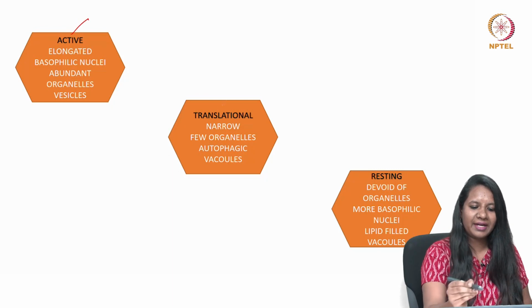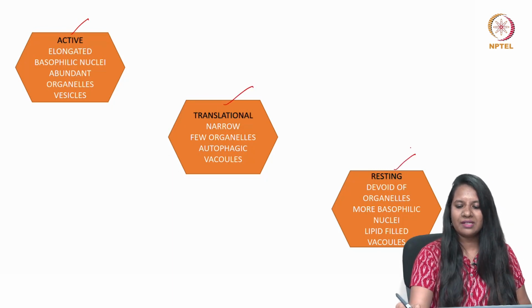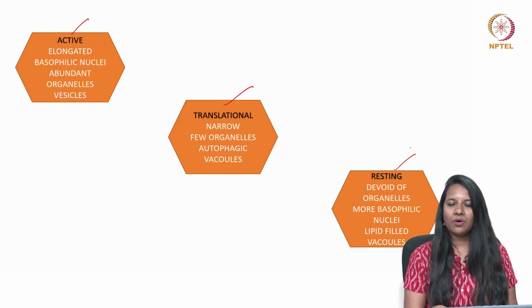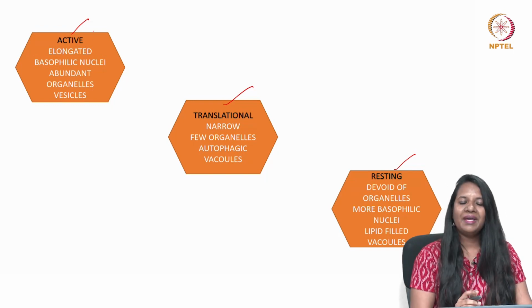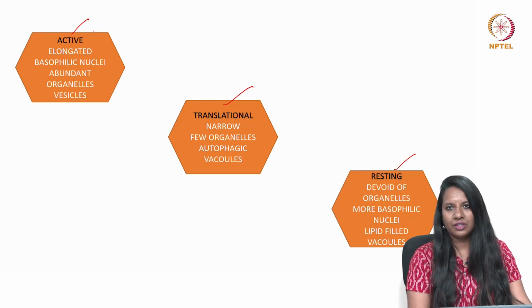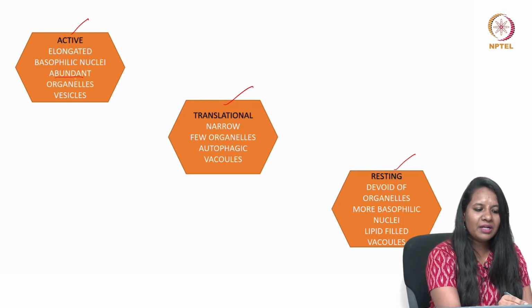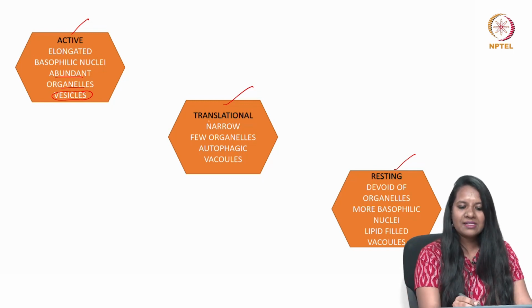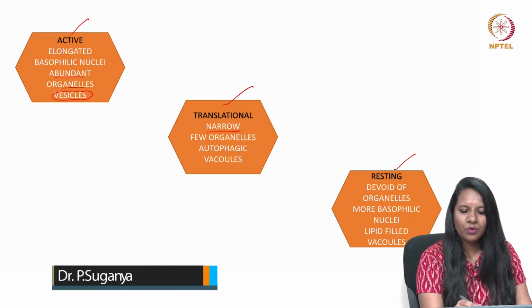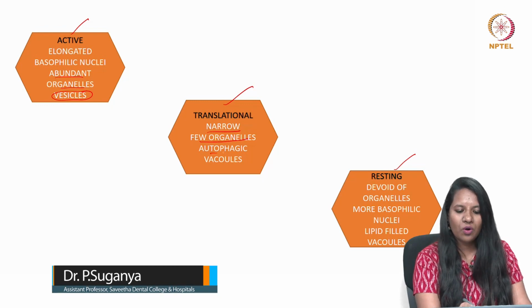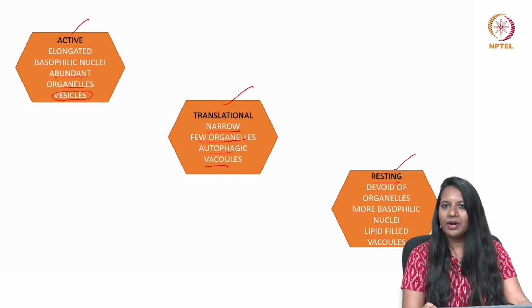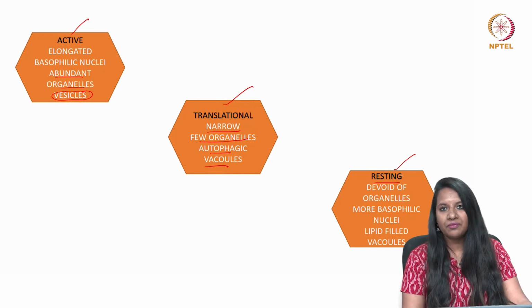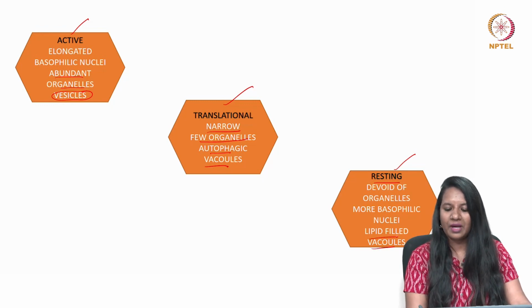Either it could be active or transitional or resting. So, how do you differentiate all these three under microscope? In the active cell, it will be elongated with a basophilic nucleus, and there will be abundant organelles and presence of vesicles. Whereas in transitional, it will be narrow with fewer organelles and autophagic vacuoles. And in case of resting, it is devoid of organelles with more basophilic nuclei and lipid-filled vacuoles.